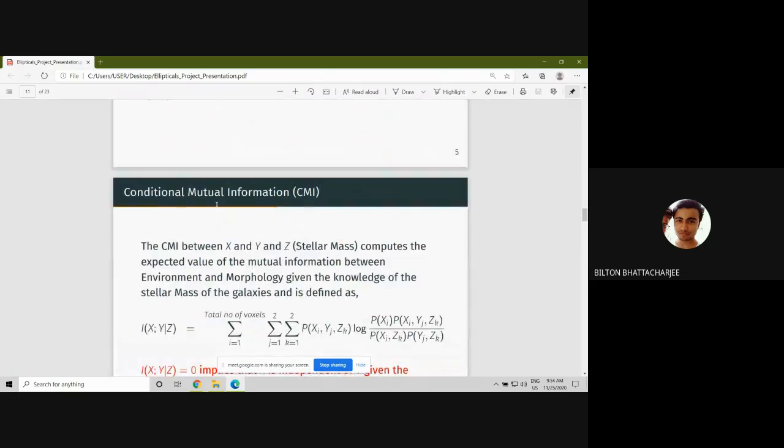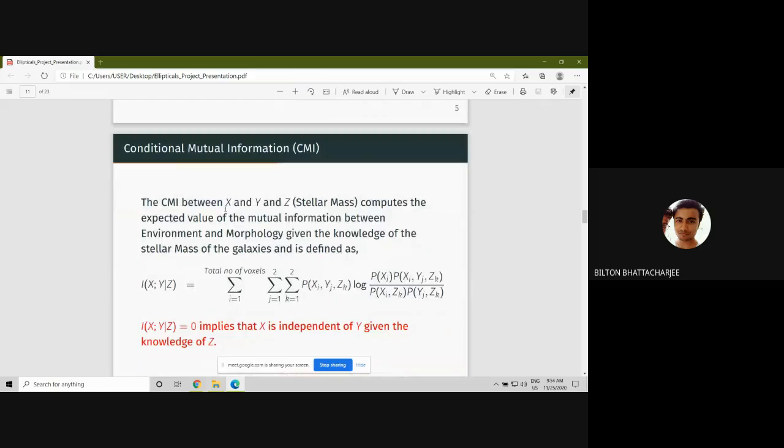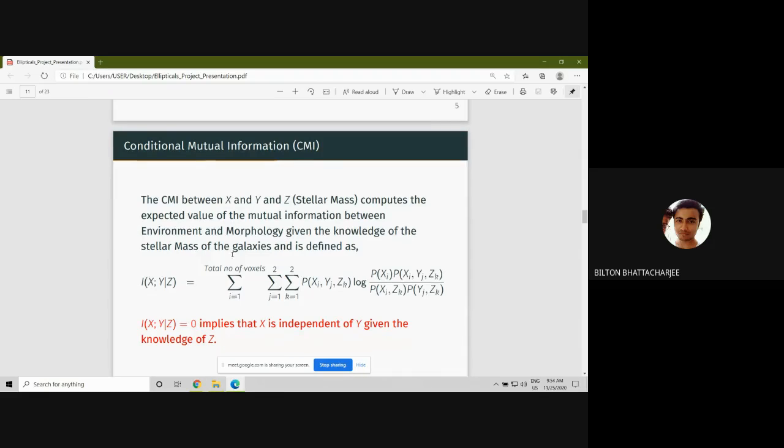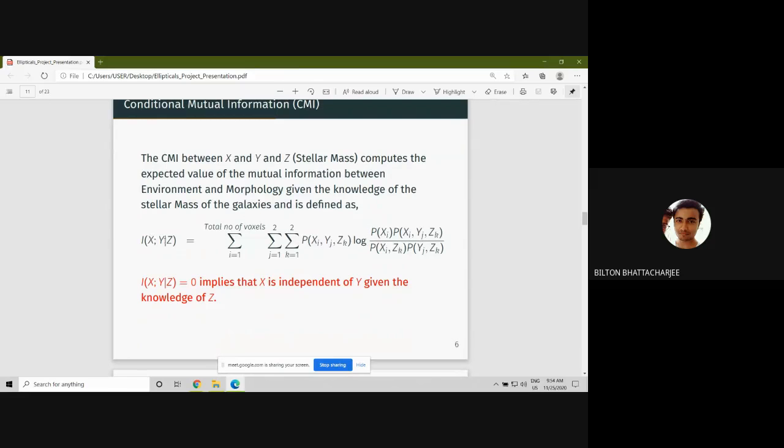Next, we have the conditional mutual information. What does this CMI mean? The CMI between x and y, given z, the stellar mass, computes the expected value of the mutual information between environment and morphology of the galaxies given the knowledge of the stellar mass of the galaxies. It's defined as follows. Here we have 3 variables, so there are 3 summations: x goes from 1 to the total number of voxels, y goes from 1 to 2, and z also goes from 1 to 2.